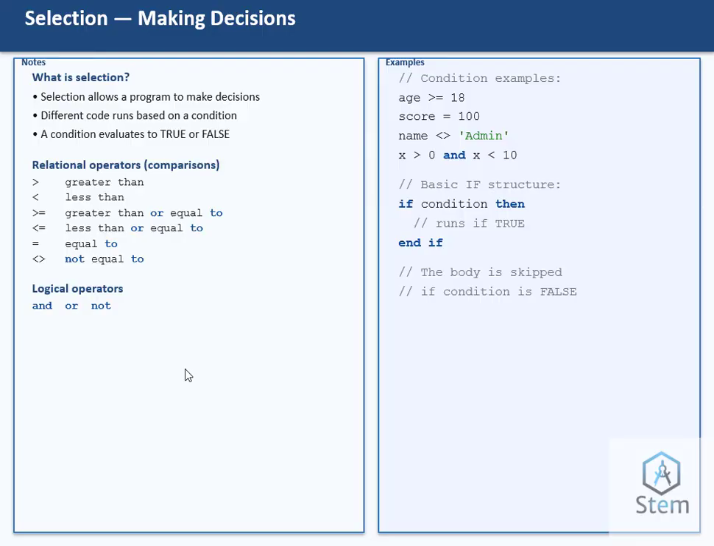Selection is a structure that is used to make decisions or to take a particular route within our program given the conditions that are prevailing. Let me try to give you a quick idea of what this entails.